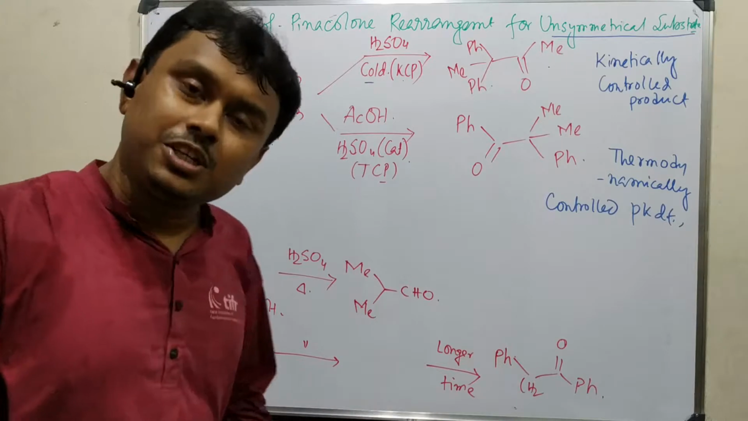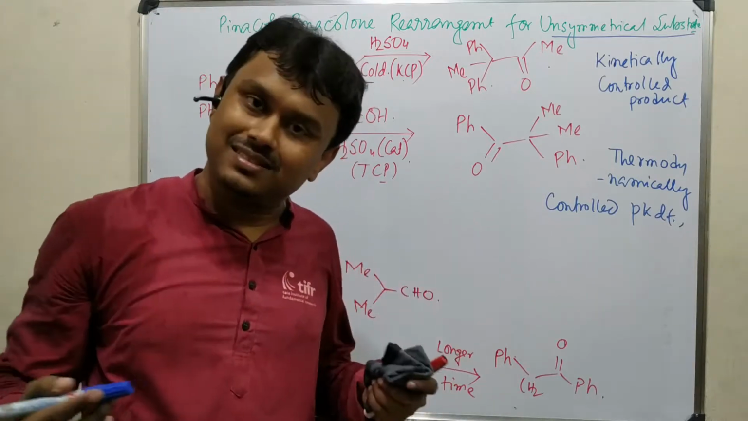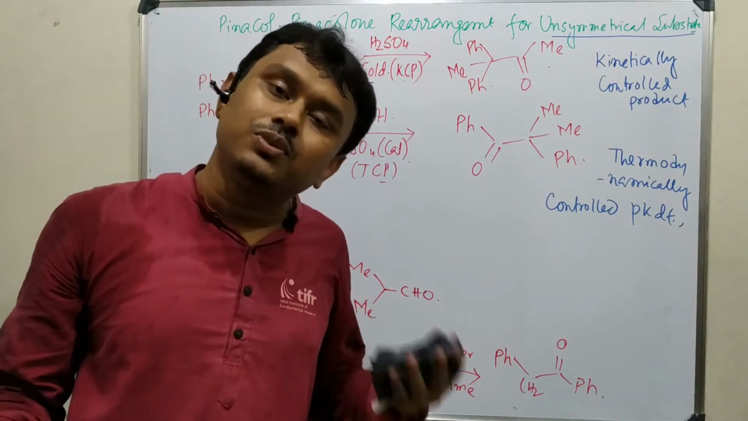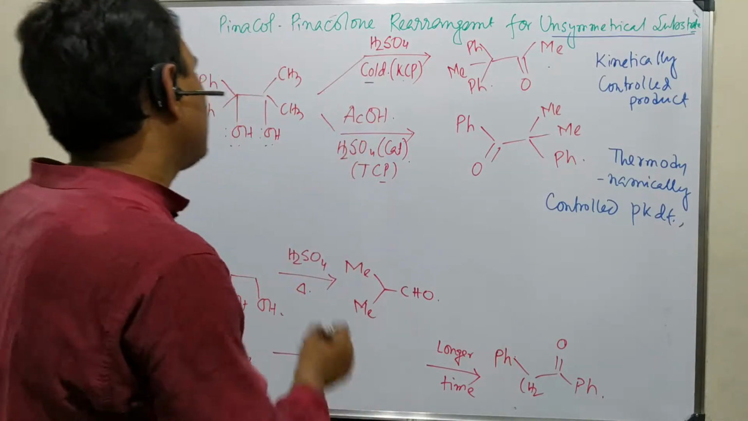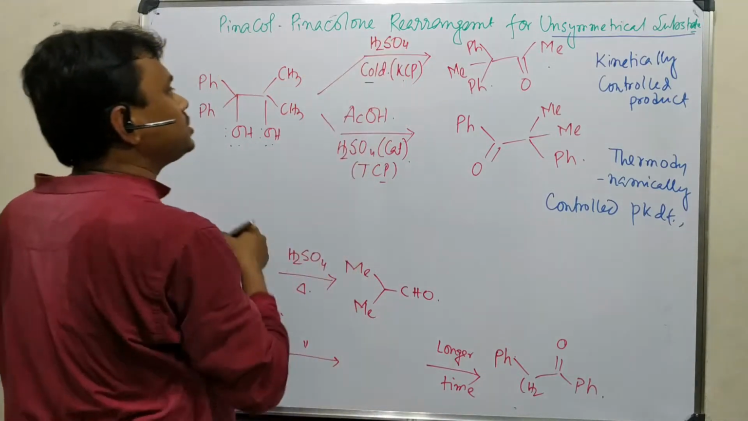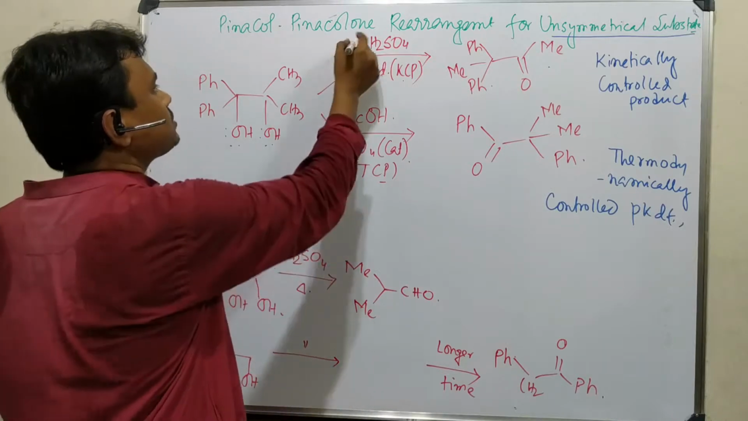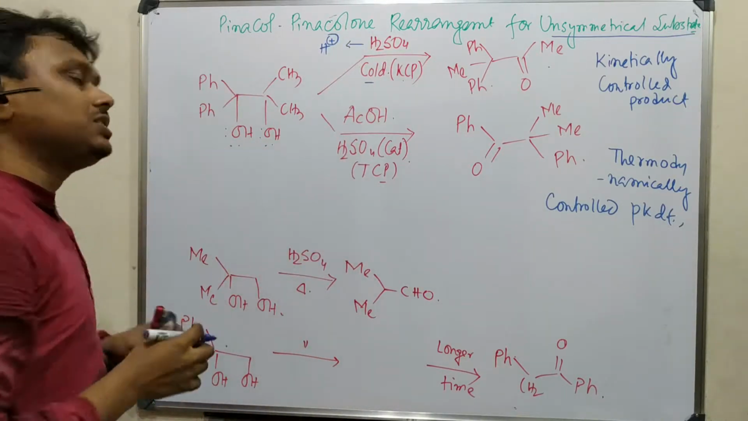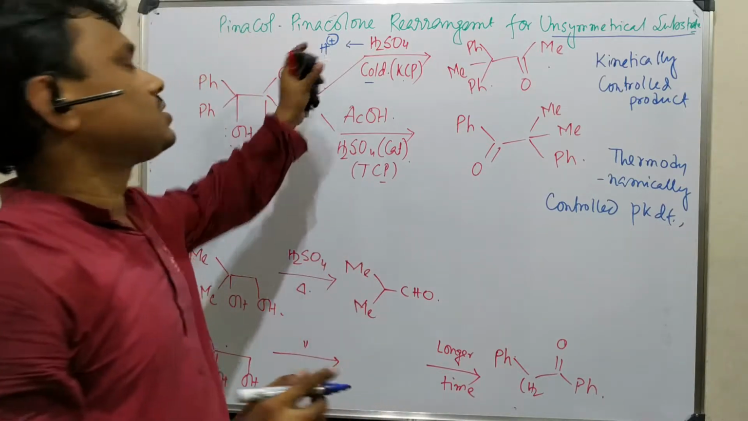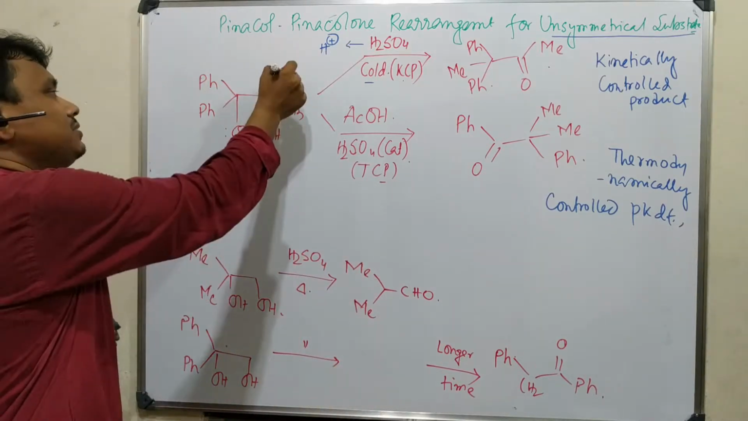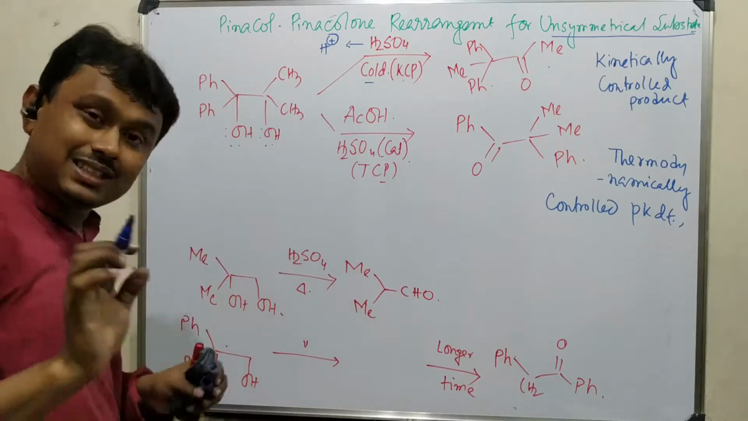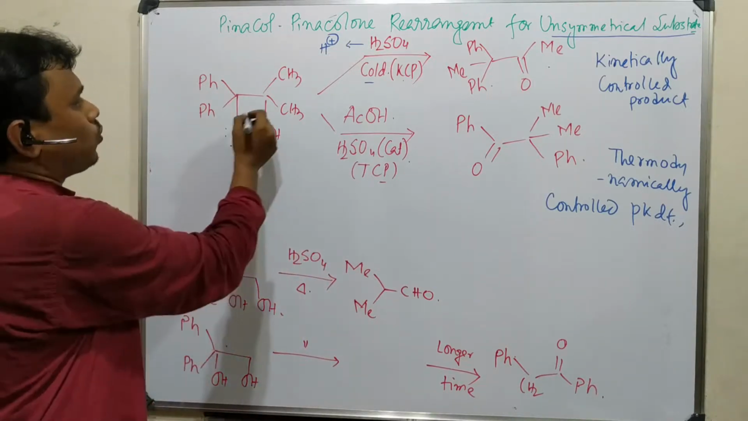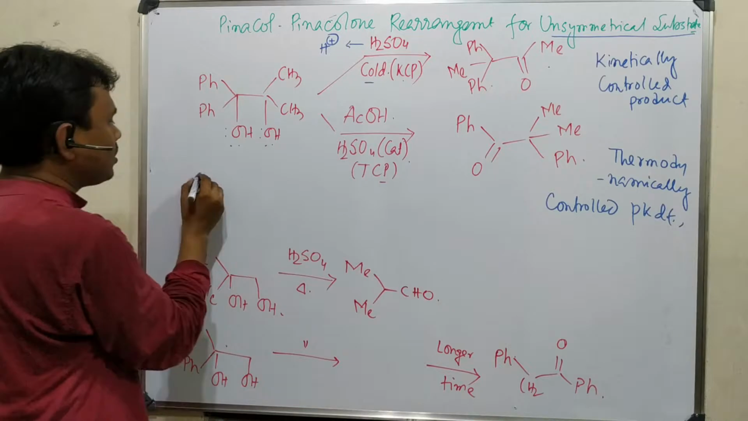From the kinetic point of view, what is kinetics? Kinetics is mainly dealing with collision. Here the sulfuric acid produces a proton. So what will be the collision with this hydroxyl and this one? Logically both are possible, but there is some bulkiness involved. So what is possible? Let's draw the two carbocations.